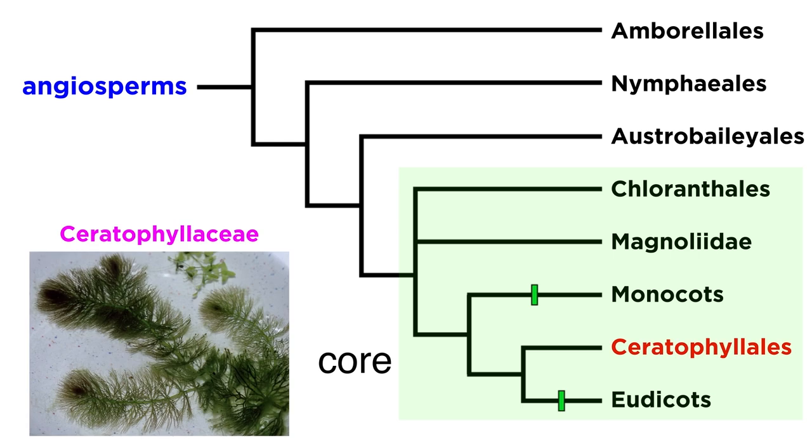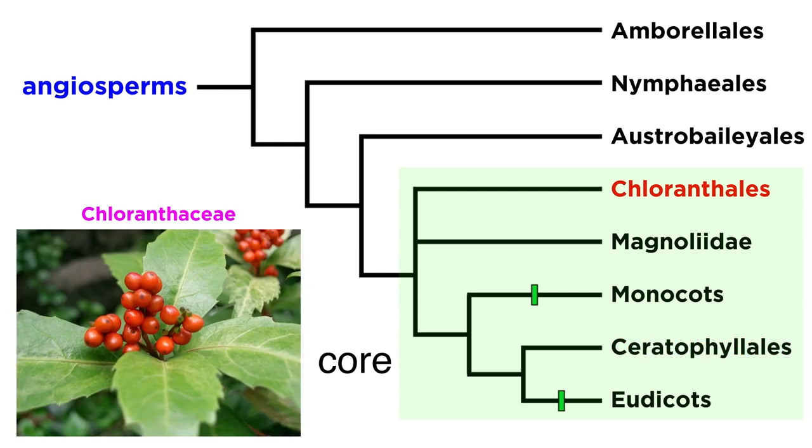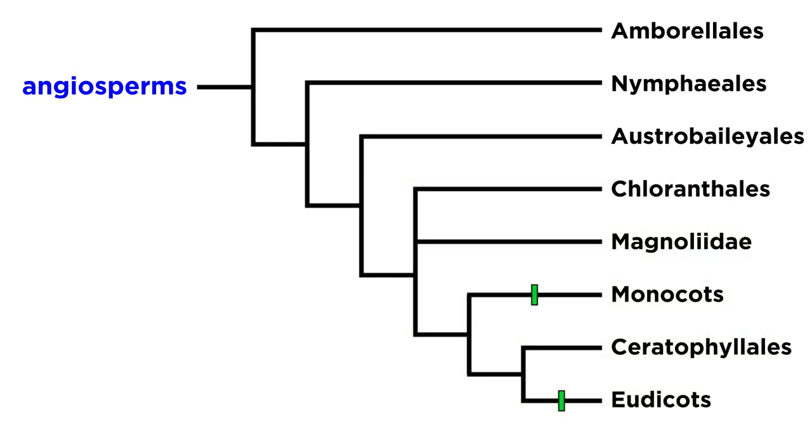The clade Ceratophyllaceae is a cosmopolitan family, meaning it is found all over the world, and it includes a single extant genus of aquatic flowering plants, commonly known as hornworts, where extant means still in existence today. The clade Chloranthaceae is a family of woody plants found in many tropical regions around the world and often used in traditional medicines. Now, it might seem like I've already covered a lot of angiosperm diversity.